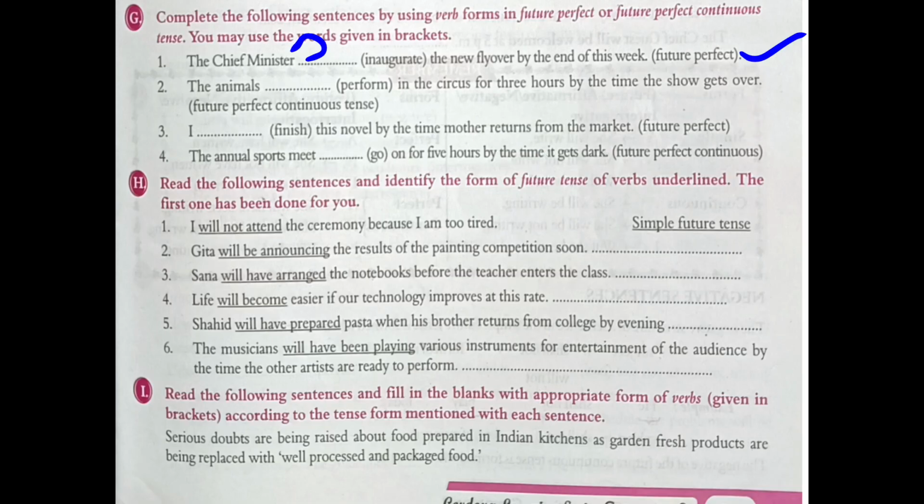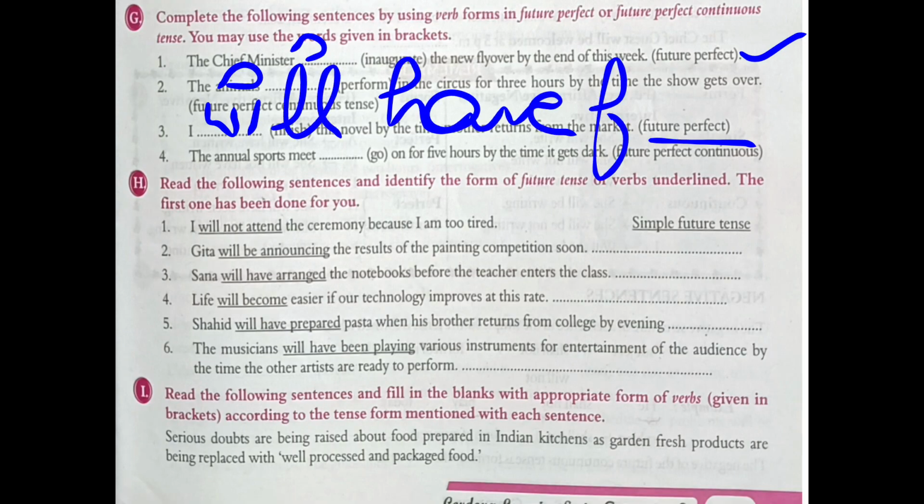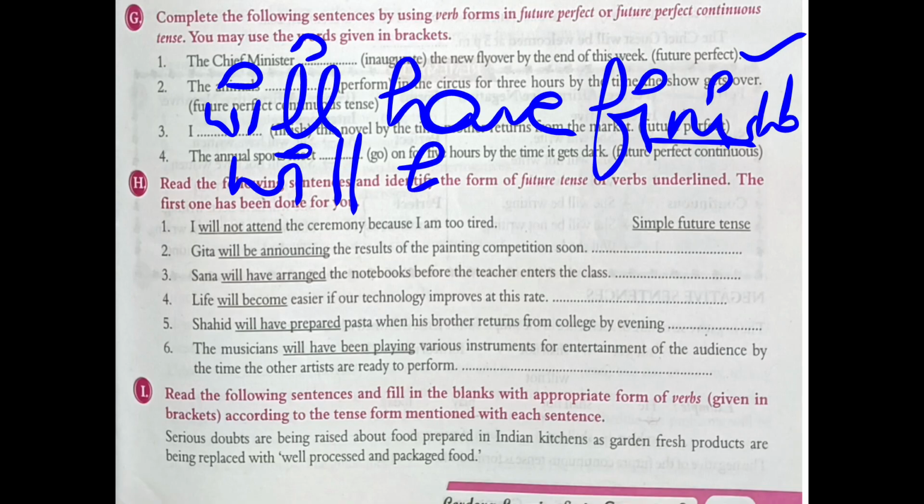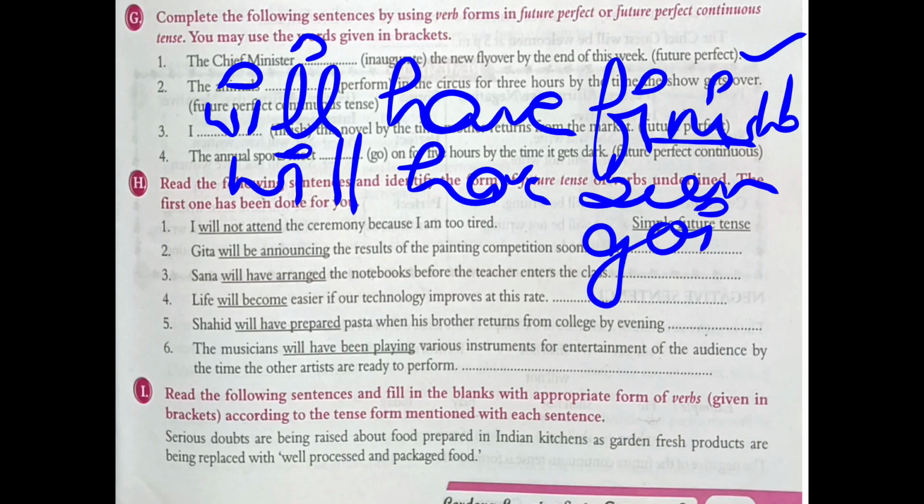Next one, I will have. You have to change this into perfect, so this will be will have and participle form, that is finished. I will have finished this novel by the time mother returns from the market. The annual sports meet, so we will write here, will have been going. Okay. So the annual sports meet will have been going on for 5 hours by the time it gets dark.